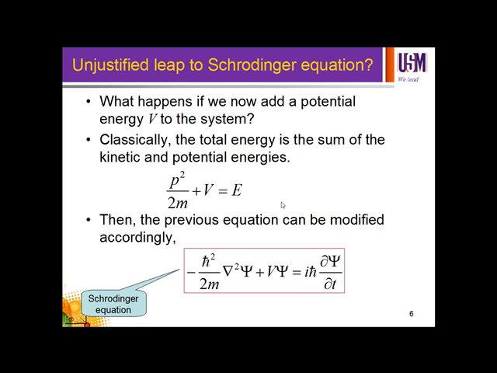So the previous equation can be modified. It is just modified accordingly by adding V here. That means the potential. So this is the Schrodinger equation. Basically, this is the backbone of quantum mechanics. And actually, if we look back, the term containing nabla squared and the term containing all these are operators.